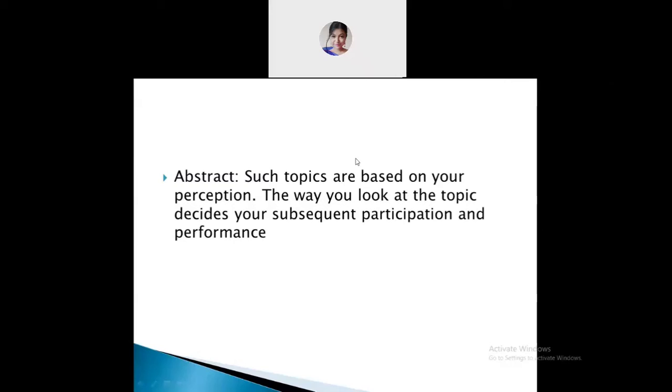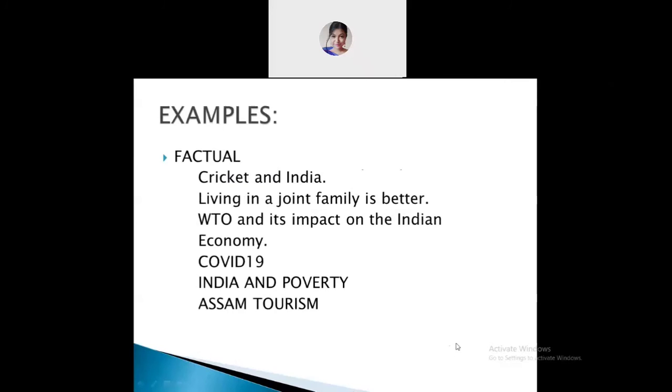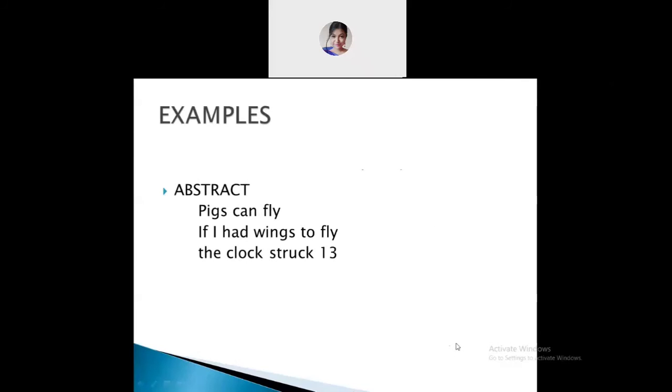Now, these are some of the examples of abstract topics. As I have said, an abstract topic has nothing to do with reality. So these are totally based on assumptions, perceptions, imagination. These are some of the examples which will make it clear to you what an abstract topic is actually all about.